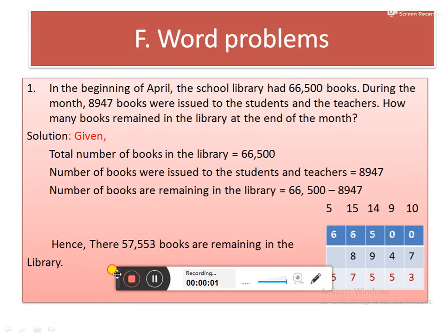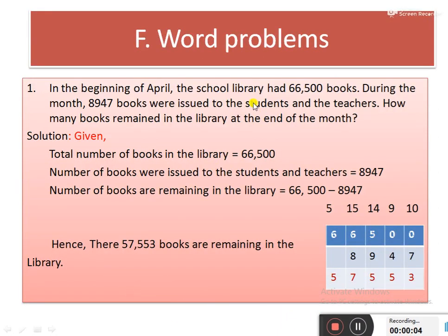Dear students, next I am going to explain word problems. This is exercise 2.1. Only 5 sums I had given. Please do it in your classwork copy.